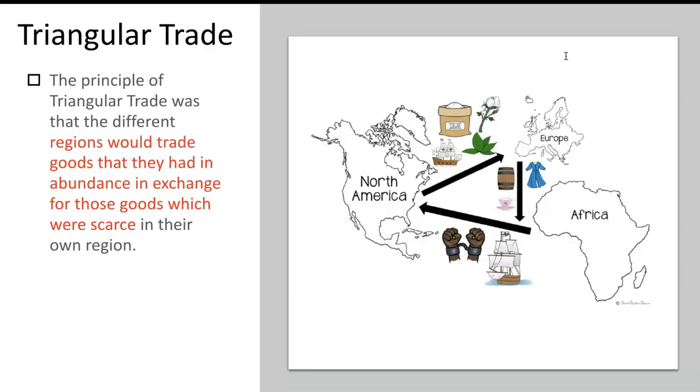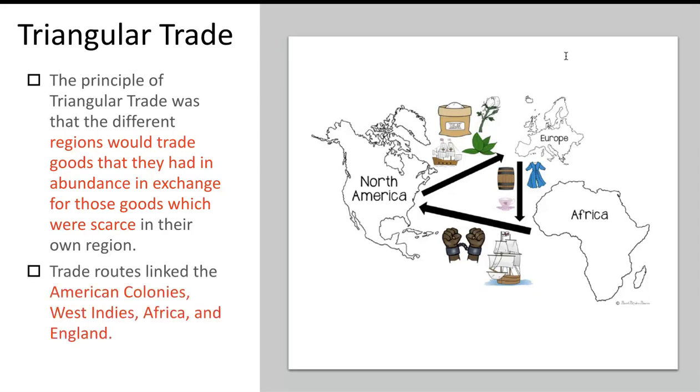Triangular trade. The principle of triangular trade was that the different regions would trade goods that they had in abundance in exchange for those goods which were scarce in their own region. For example, in the New England colonies, due to the dense forest, they had an abundance or extra lumber. They would then send that lumber to Europe, where Europe was in need of lumber for shipbuilding and other products. Trade routes linked the American colonies, West Indies, Africa, and England.